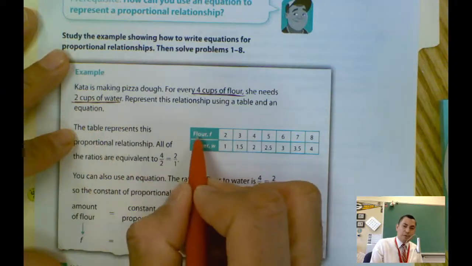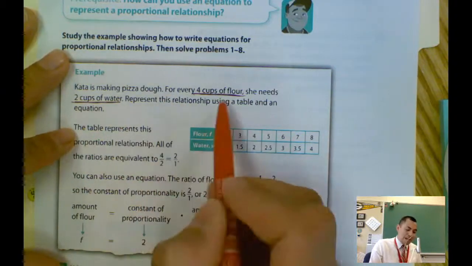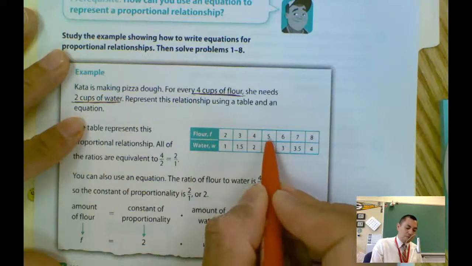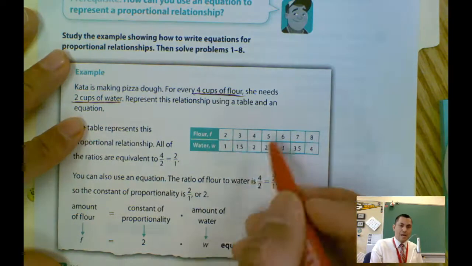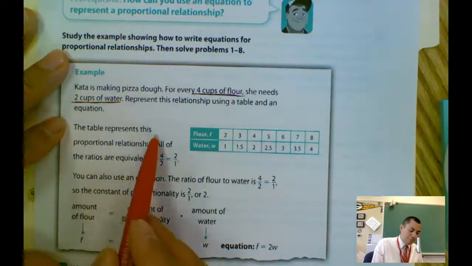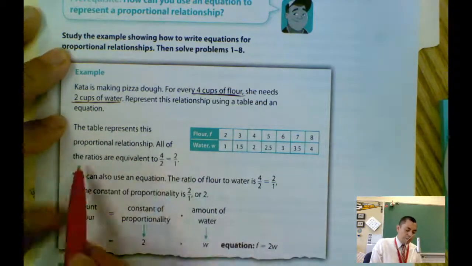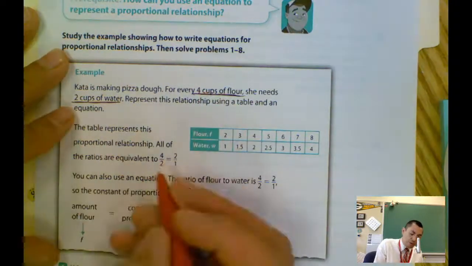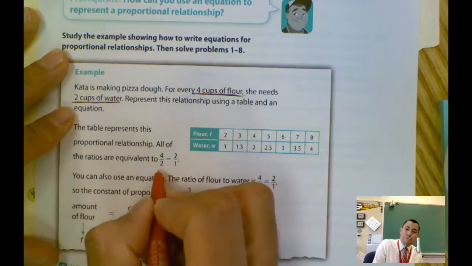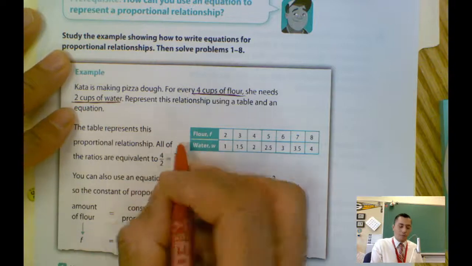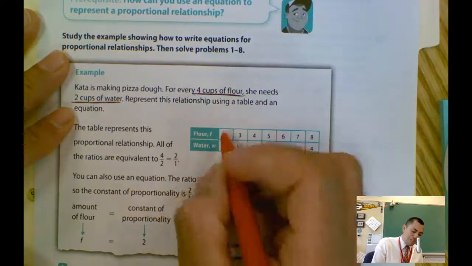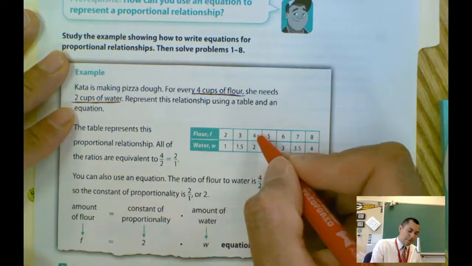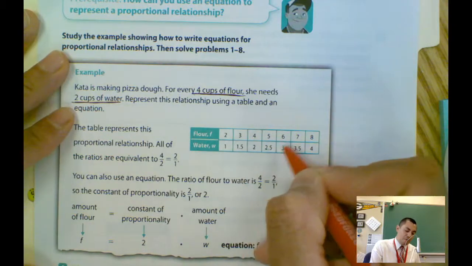So the table represents this way. So flour is F. For every 4 cups of flour, she needs 2 cups of water. So I'm just following this one. The table represents this proportional relationship. All of the ratios are equivalent to 4 to 2. For every 4 cups of flour, she needs 2 cups of water. So if we simplify 4 over 2, we get 2 over 1. So in this case, flour, 2 over 1. Then I have 3 over 1.5, 4 over 2, 5 over 2.5, and so on.